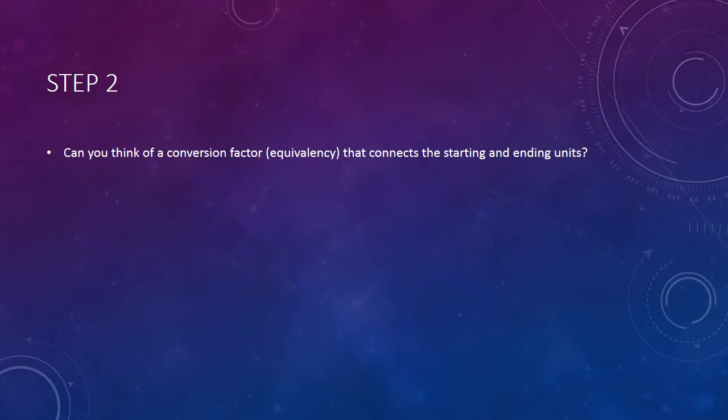So your second step is to try and think of a conversion factor, or one of these equivalencies that equals 1, that connects the starting and ending units. So we're starting with years, we're trying to get to days, and you may know that 1 year is equivalent to 365 days. So that's our conversion factor that we're going to use.